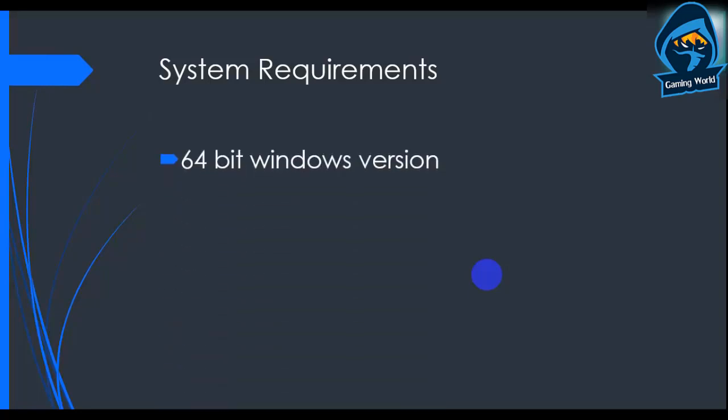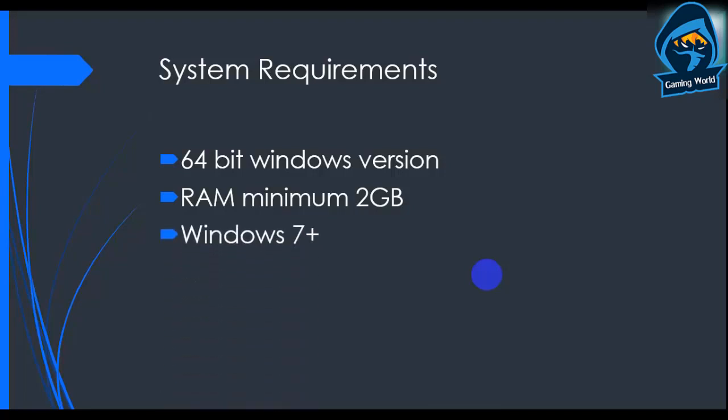Here is the first one, a 64-bit Windows version. Guys, a 64-bit Windows version is necessary to support Unity. Then the second, RAM, minimum 2GB. However, with 2GB RAM Unity runs a bit slower, but you can work on it quite easily, right? And then Windows 7 plus: you can use Windows 7, Windows 8, Windows 10, their further versions, or any one of them. Right, if you have all of these, you can build your own game free of cost.